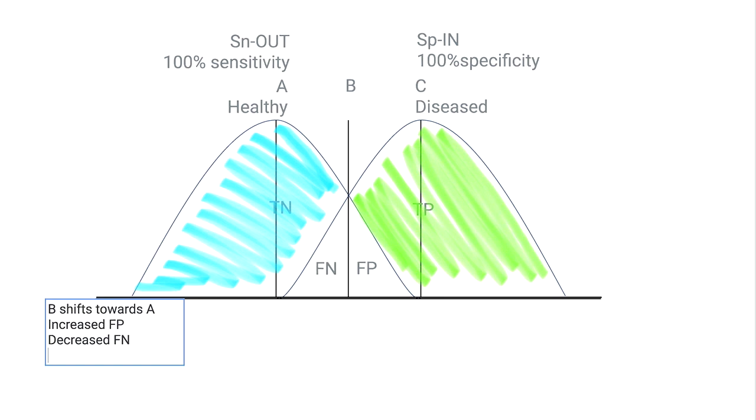And as it shifts from B towards A, there's increased sensitivity and decreased specificity. Now, if you remember, we also mentioned that when there is a decrease in false negative, there is an increase in negative predictive value and a decrease in positive predictive value.